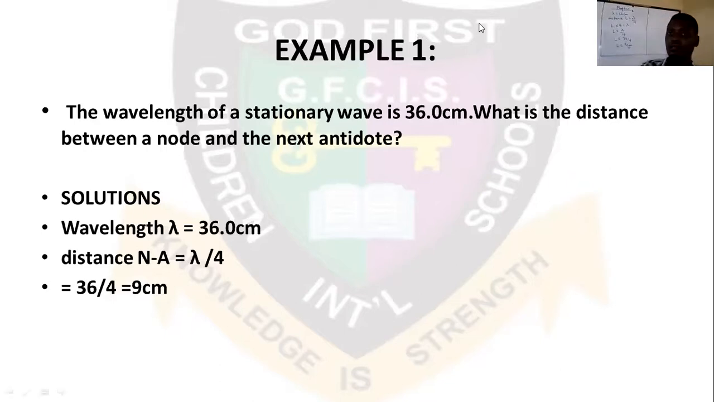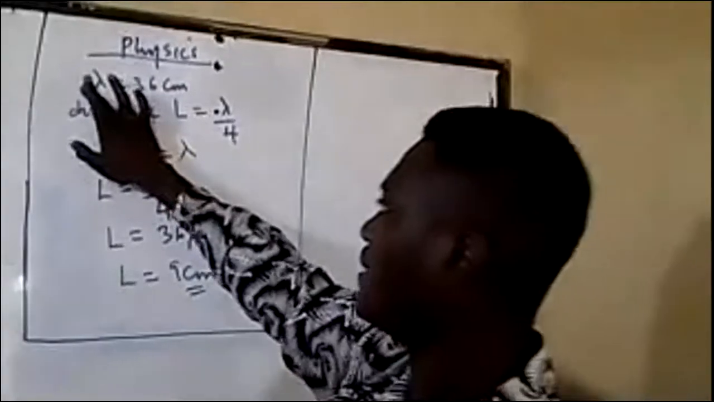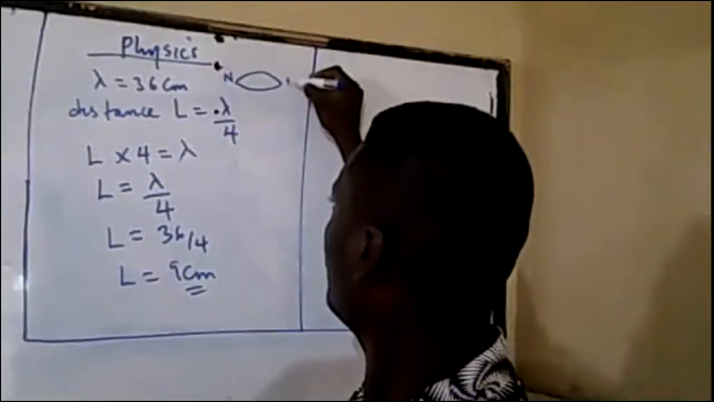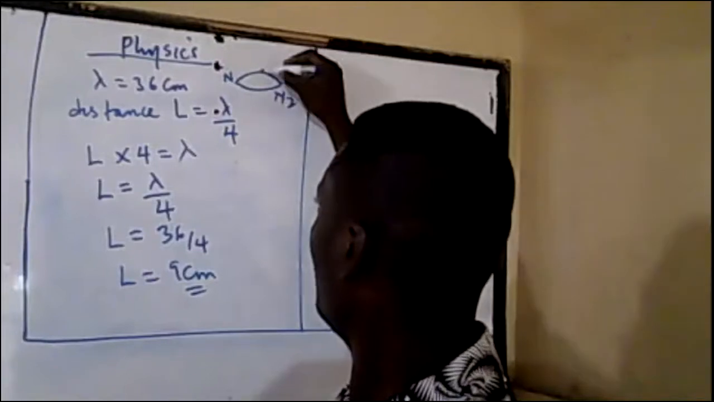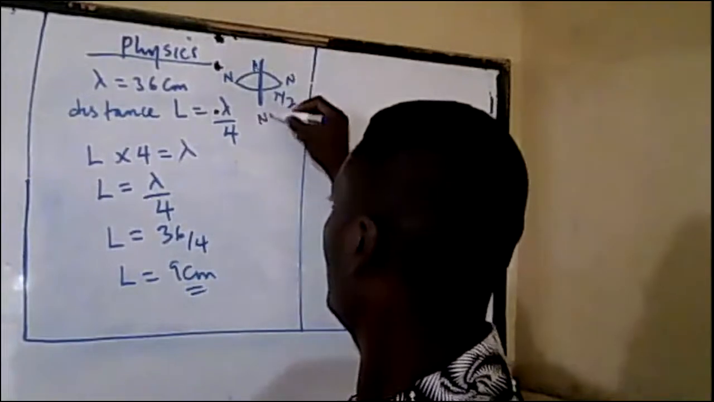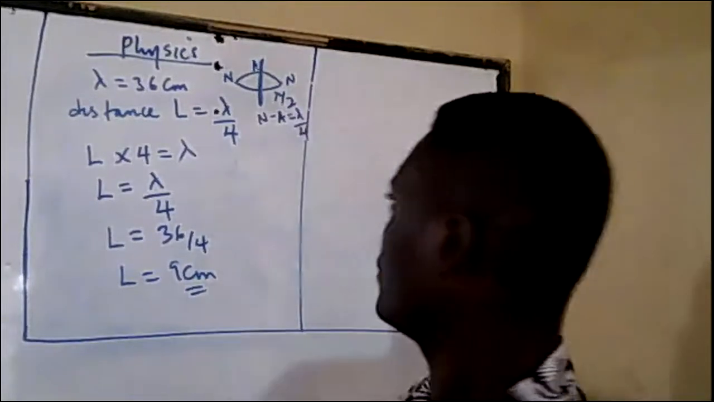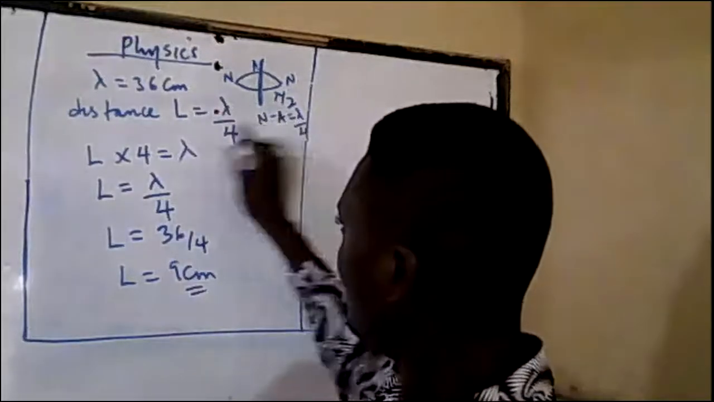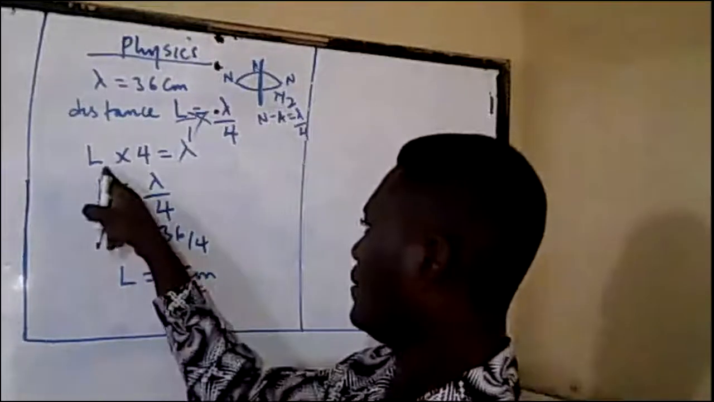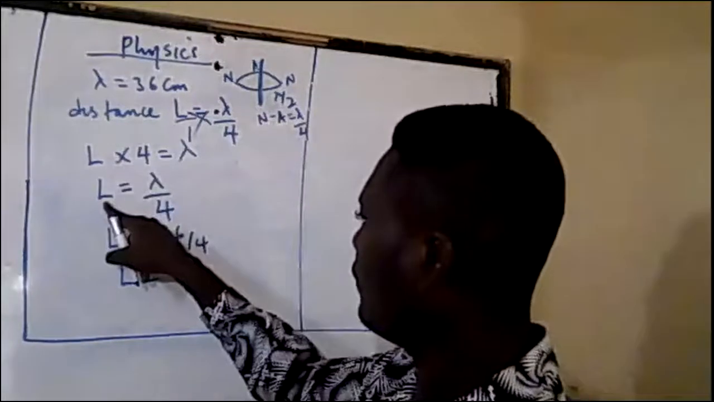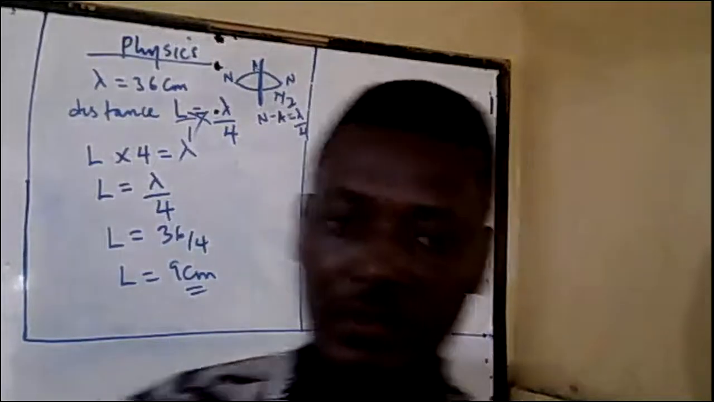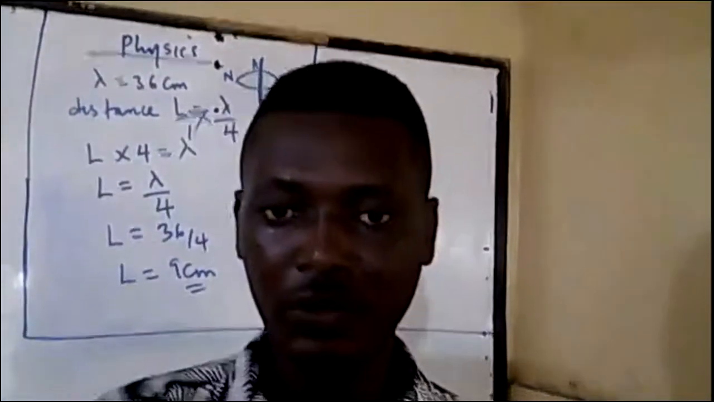Let's look at what we solved. Our lambda is 36. We know that from node to node is lambda over 2, but what they're asking us is half of that. Node to antinode is lambda over 4, and that we just take as the normal length. So if you cross multiply, L times 4 is equal to lambda, and you are looking for L. Divide lambda by 4: L is equal to 36 over 4, and that gives us 9 centimeters. Okay.